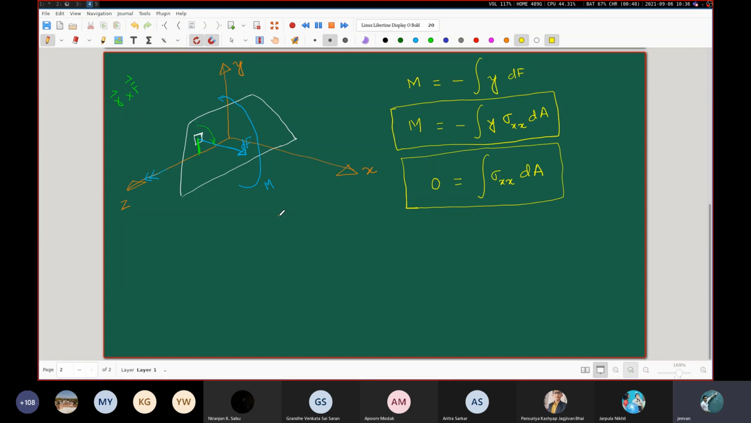Okay, so does anyone have any doubt about these two things? How the moment is arising and how the total force is being written? Think about it for a few seconds.